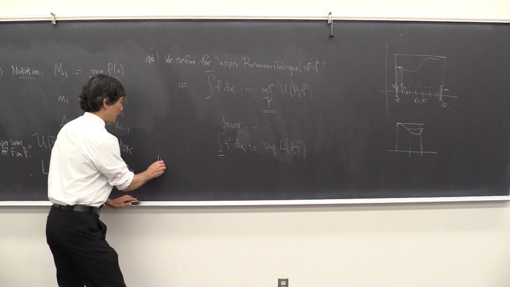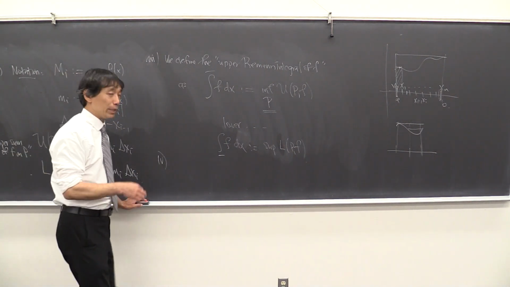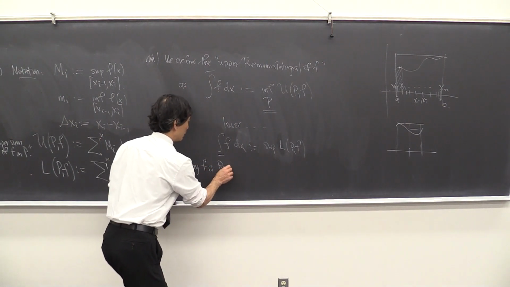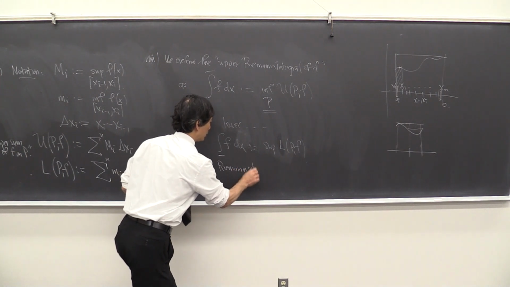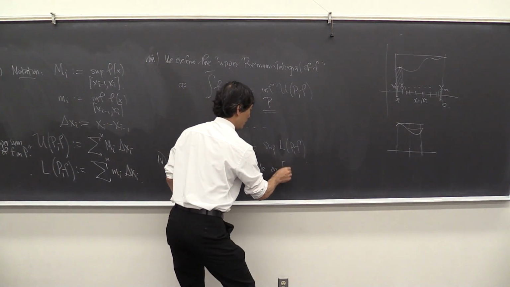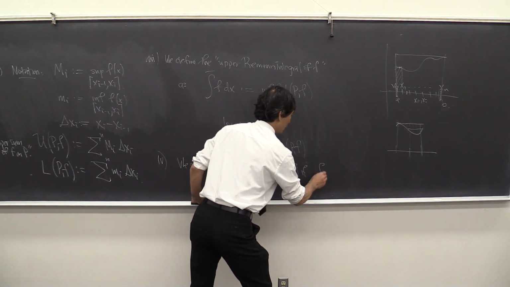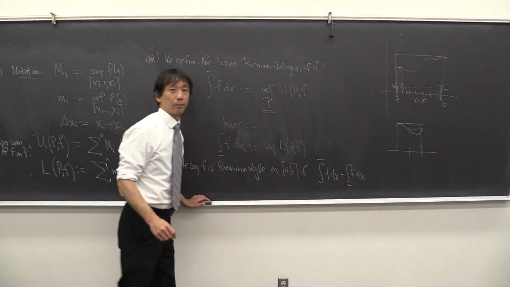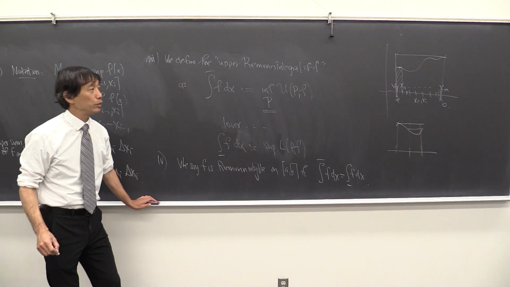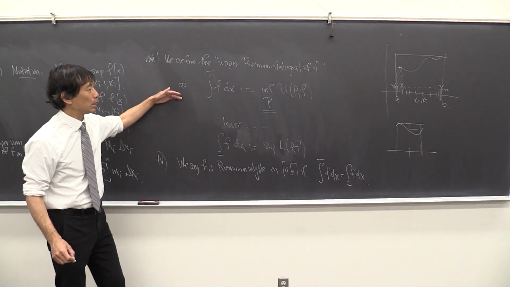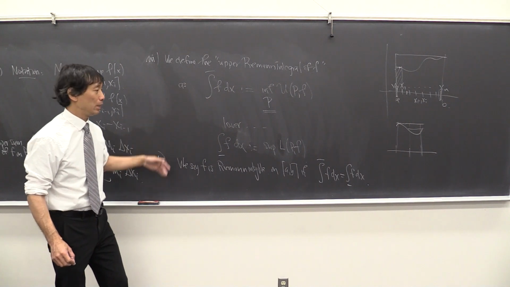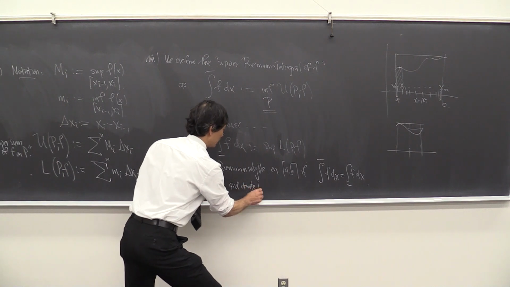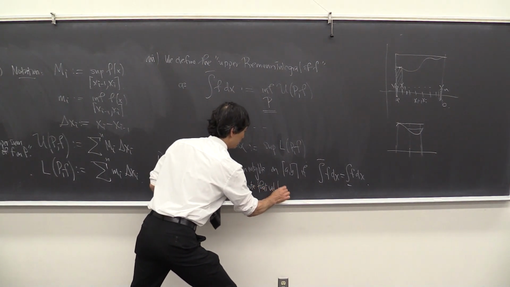Okay, and that finally allows us to define what integrable means. We say f is Riemann integrable on AB if the upper integral and the lower integral are the same. So if the infimum of the upper sums equals the supremum of the lower sums, then we say it's Riemann integrable and denote that value by the integral.